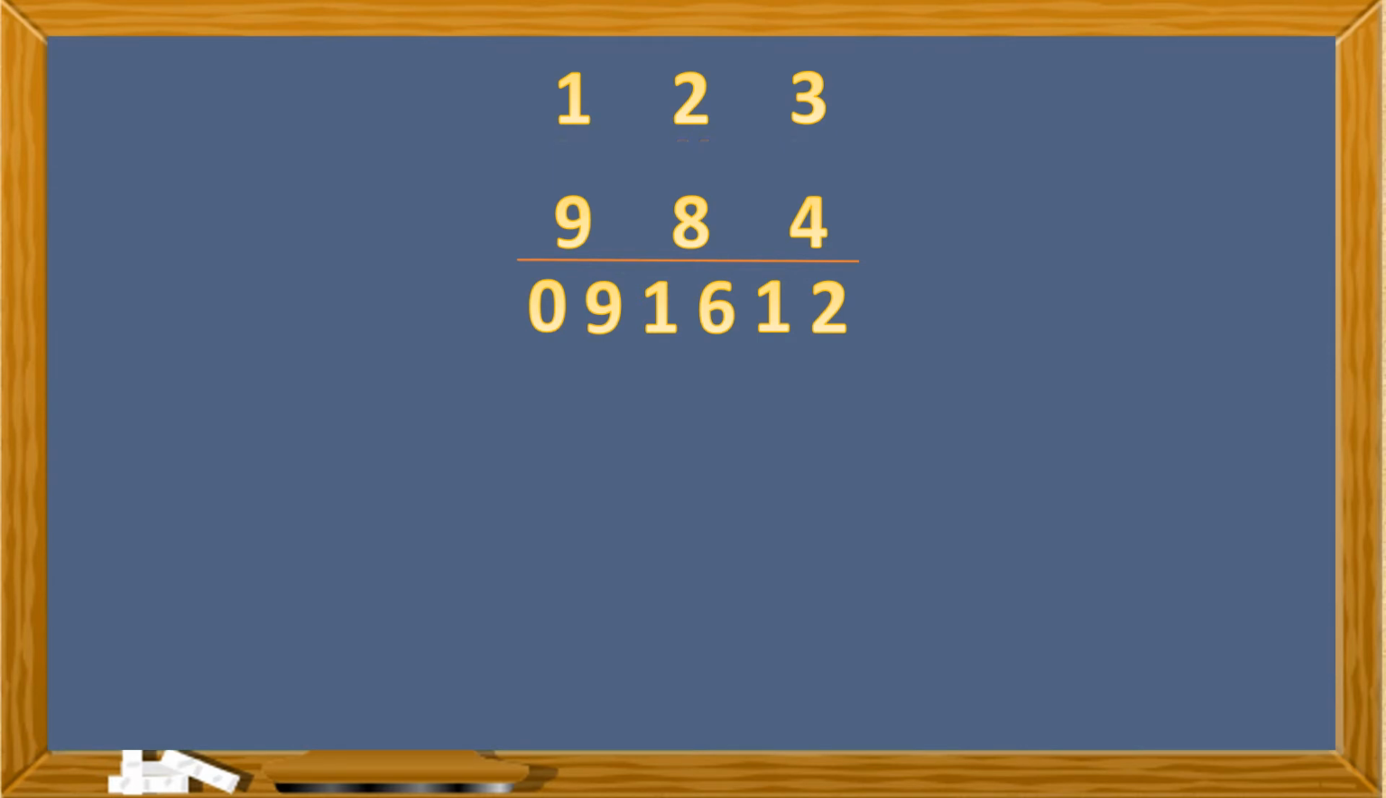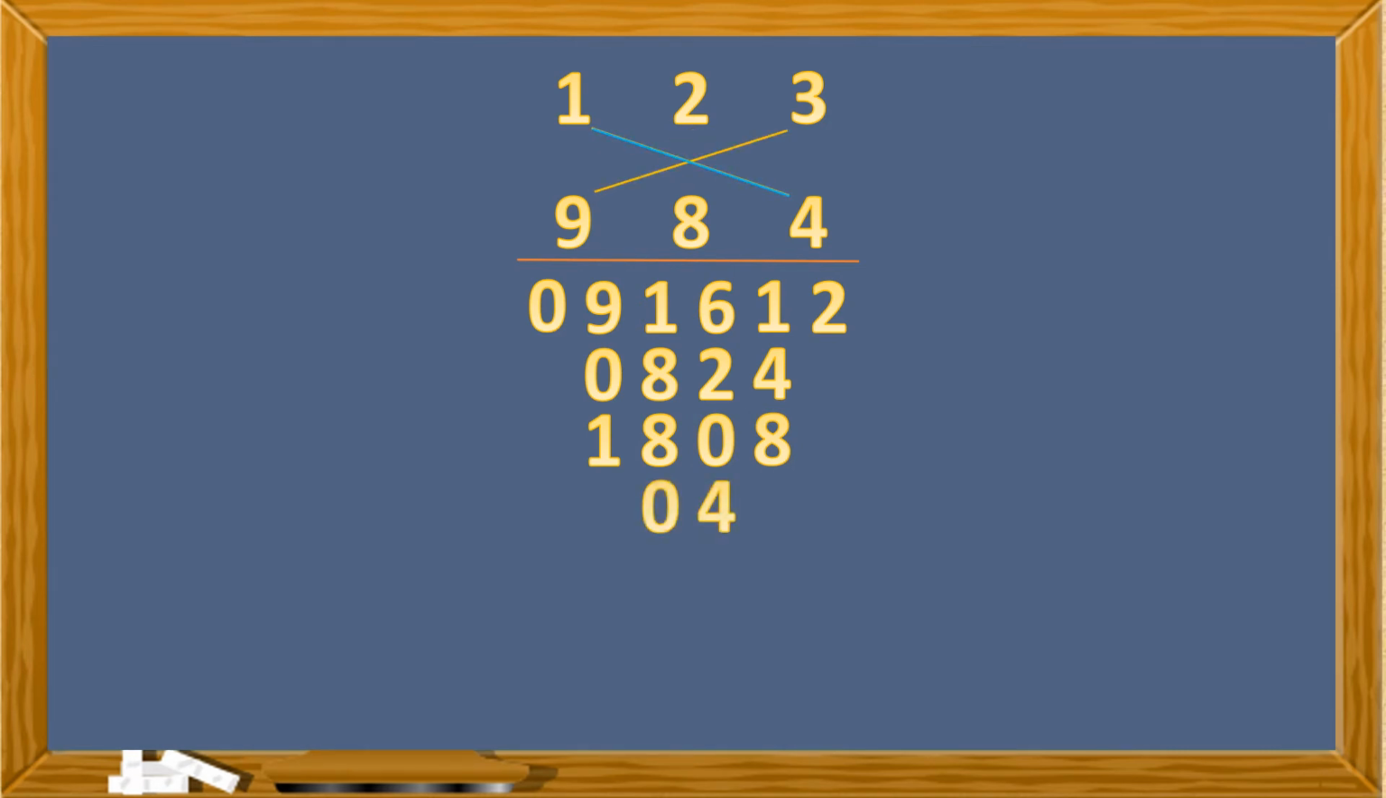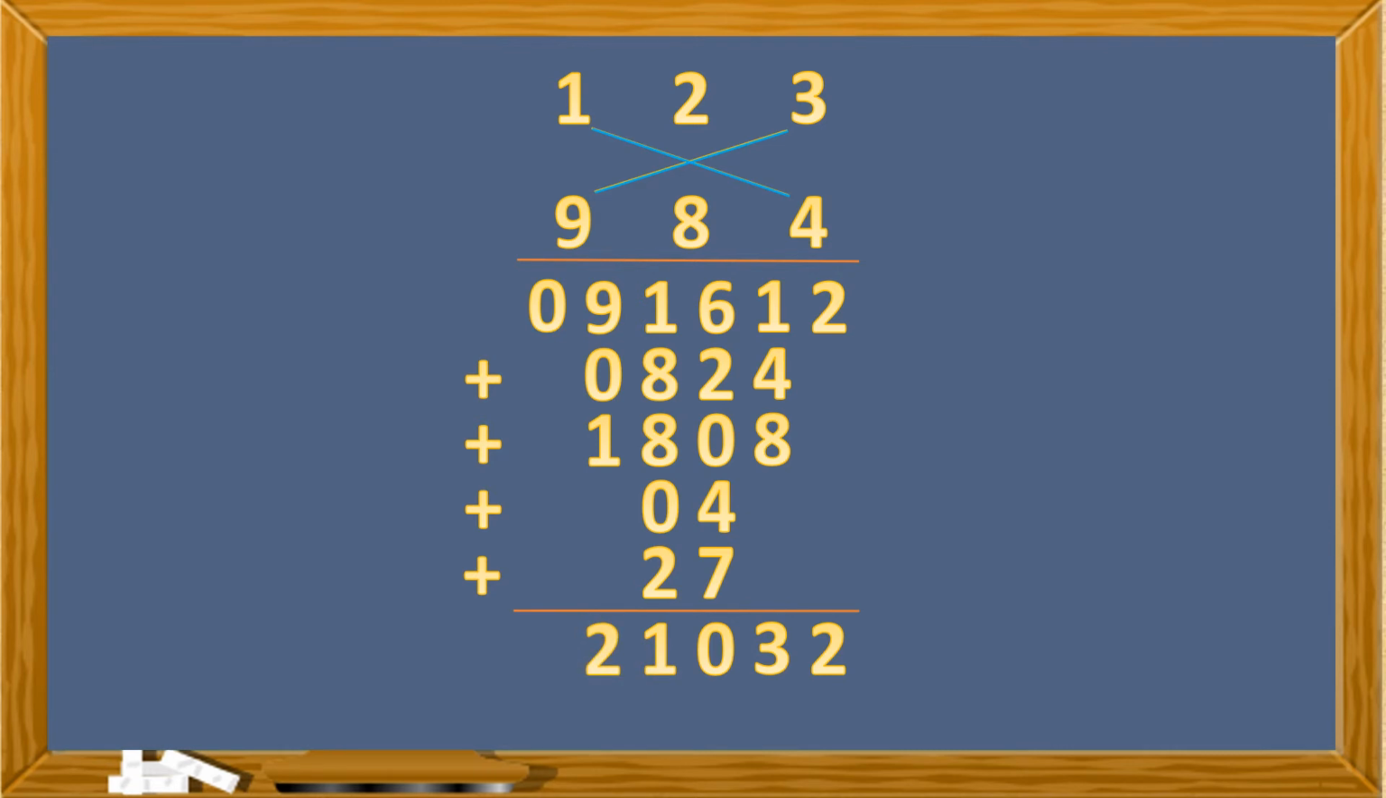Then comes the V step. So 1 times 8 is 08, and 3 times 8 is 24. Then comes the inverted V step. 9 times 2 is 18 and 2 times 4 is 08. Then comes the cross multiplication. 1 times 4 is 04 and 9 times 3 is 27. Like before, we will continue to add and get our answer as 2, 3, 0, 1, 2 and 1. So the product of 123 and 984 is 121032.